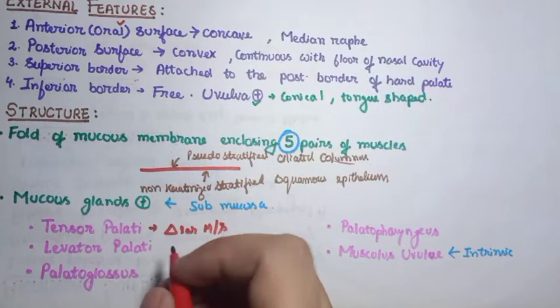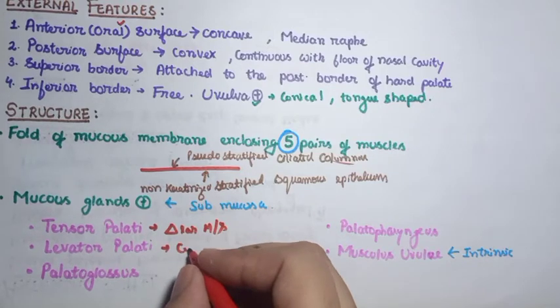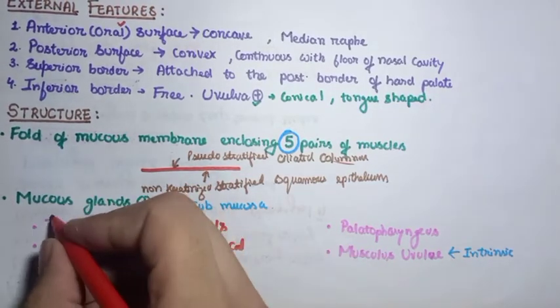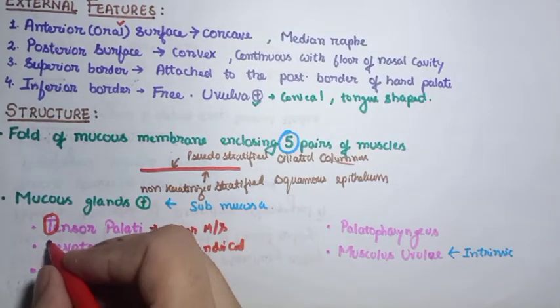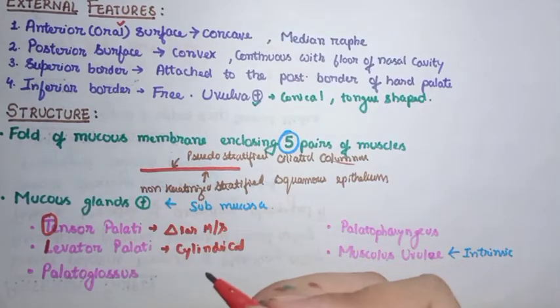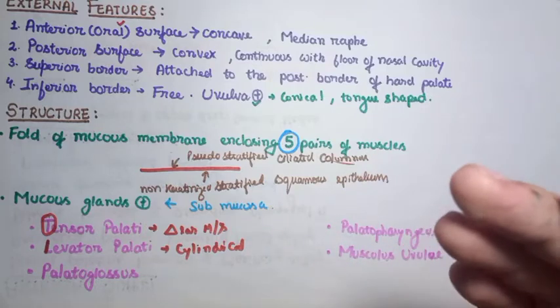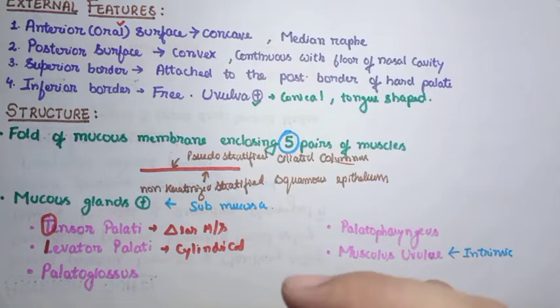What about the levator palati? It is cylindrical. Tensor palati is triangular, levator palati is slender. What about the palatoglossus? Palatoglossus originates from the oral surface of the palatine aponeurosis. The palatine aponeurosis is mainly formed by the tensor palati muscle.